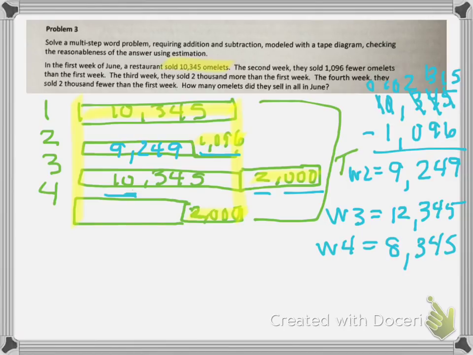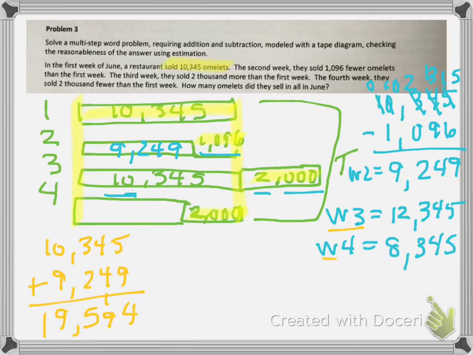Okay, so week 1 is 10,345. And week 2 is 9,249. That's week 1 and week 2. Okay, 5 plus 9 is 14. 4 plus 4 is 8. Plus 1 more is 9. 3 plus 2 is 5. 0 plus 9 is 9. Okay, that's week 1 and 2. Now I need to do week 3 and week 4. Here's week 3 and week 4.